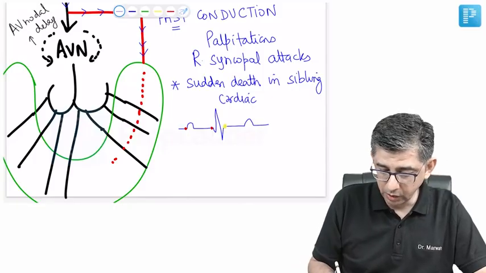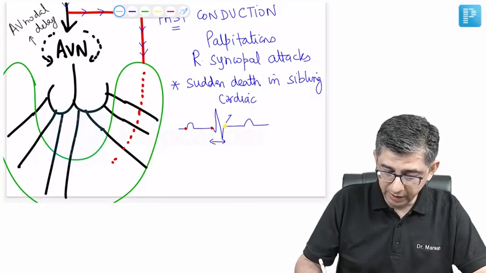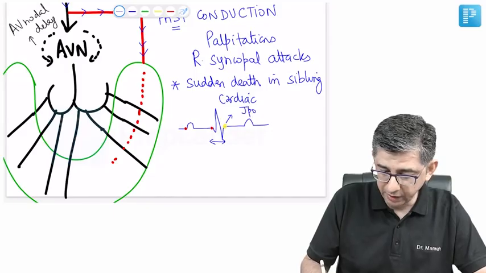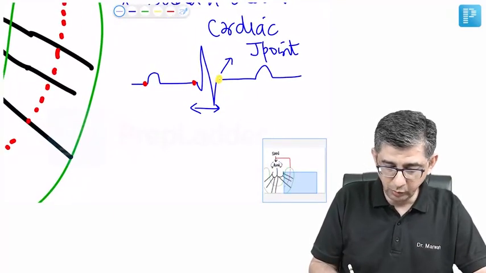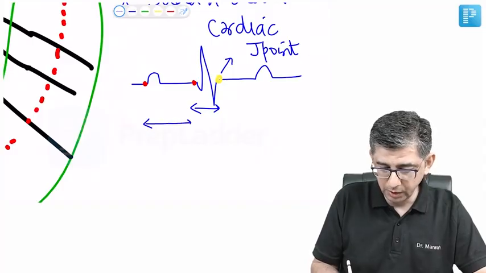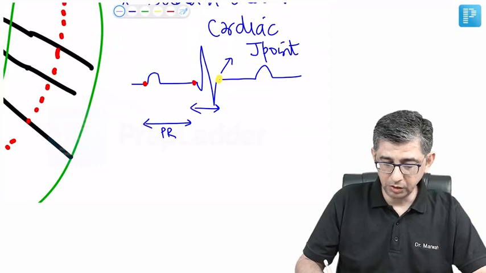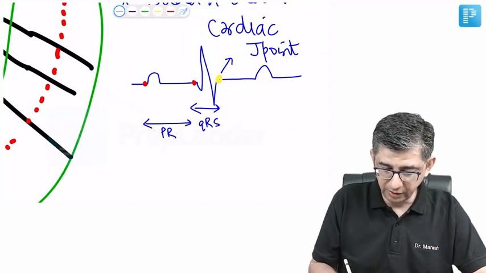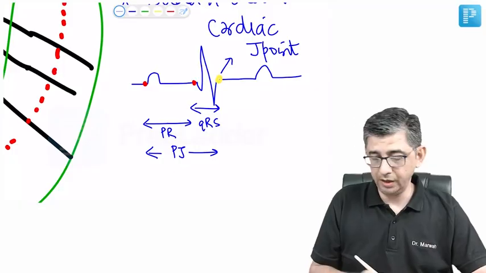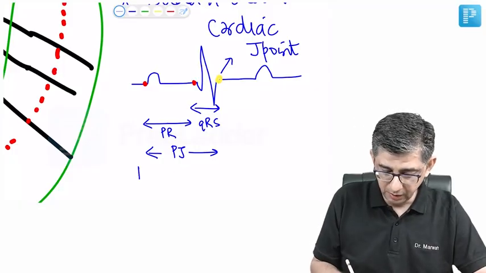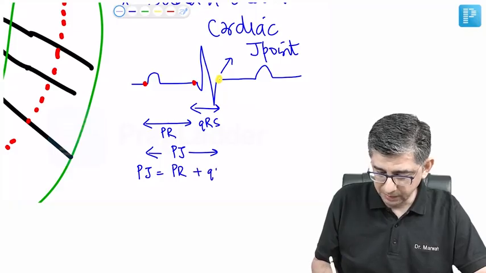This would be the QRS complex. This is the QRS complex, understandable. But the end of the S is also called the J point. So the message for you at the moment is that if I combine the PR interval with the QRS, then what I generate here is what is called the PJ interval. The technical term is PJ interval is a sum of two things, that is PR plus QRS.